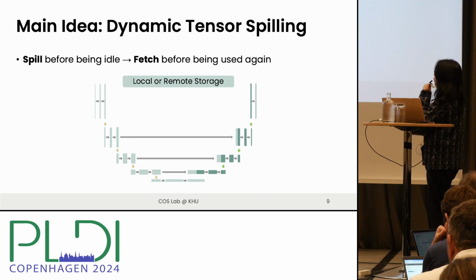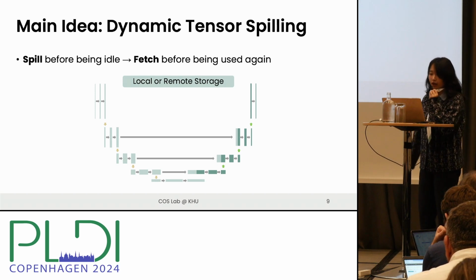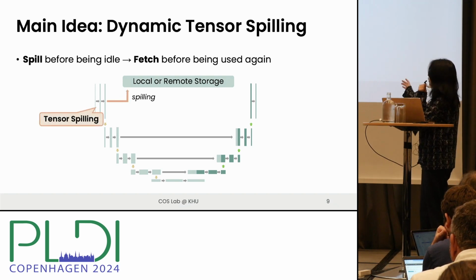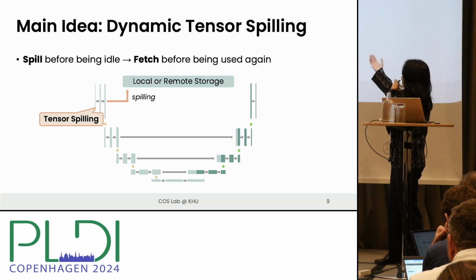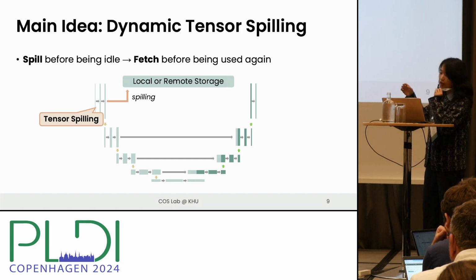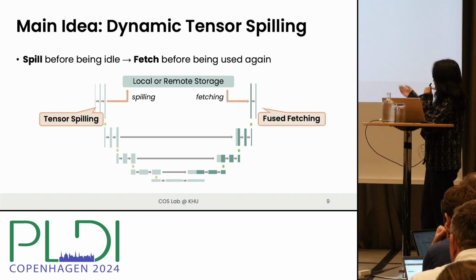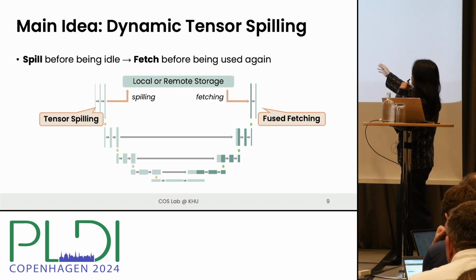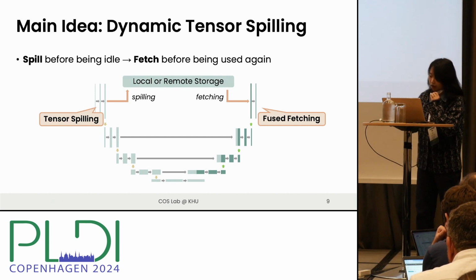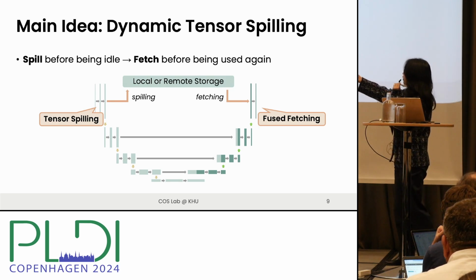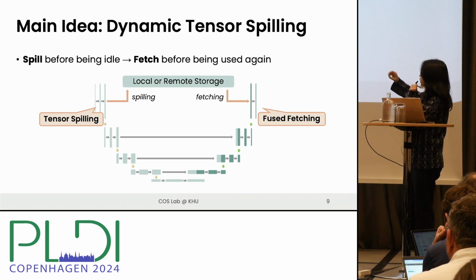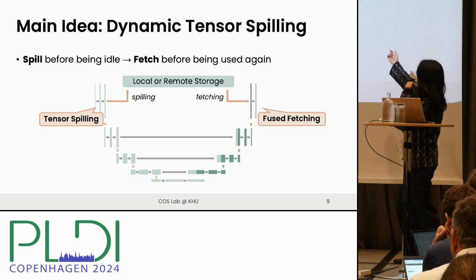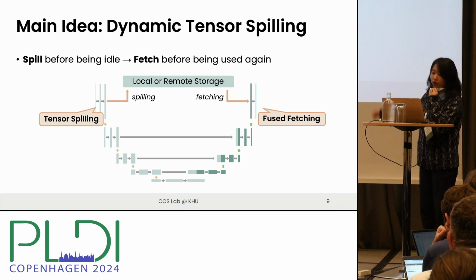So our main idea for overcoming the optimization blockers is dynamic tensor spilling. So in dynamic tensor spilling, long-living tensors are spilled into the local or remote storage before they become idle. And then they are fetched again from the local or remote storage before they are used again. So it can reduce the lifetime of the long-living tensors by spilling the tensor into the storage, and then also it can remove the large interim tensor by integrating the fetching process with the following operation.